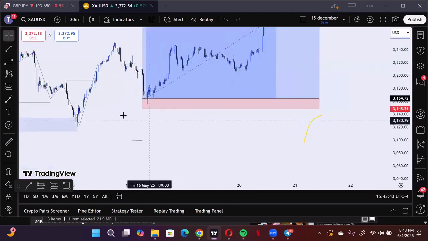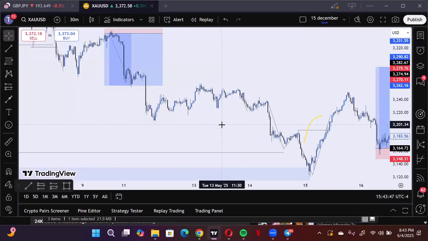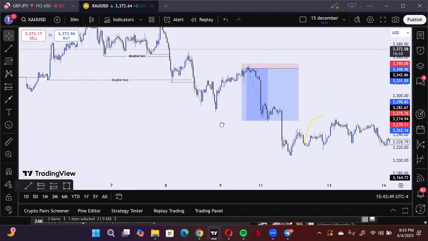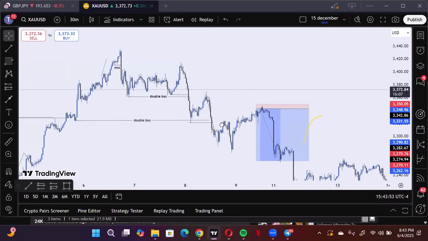So like I said, after your market structure part of the strategy, you move on to the next part of the strategy, which is the liquidity part of the strategy. There are different types of liquidity in the market, but the one we use in picking entries is what you call an inducement liquidity.